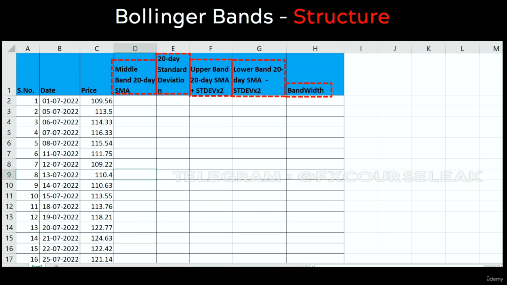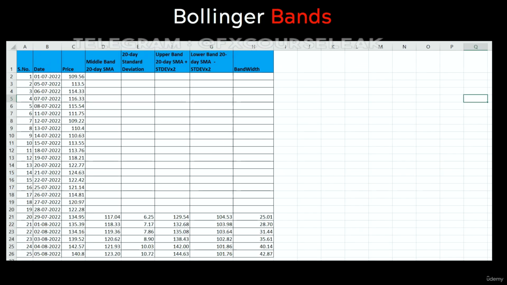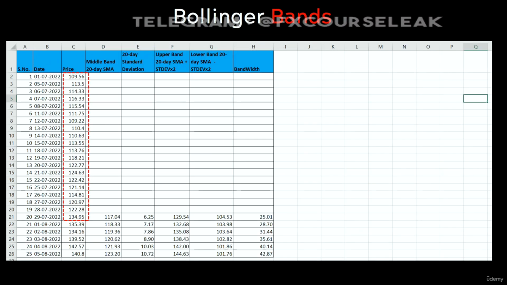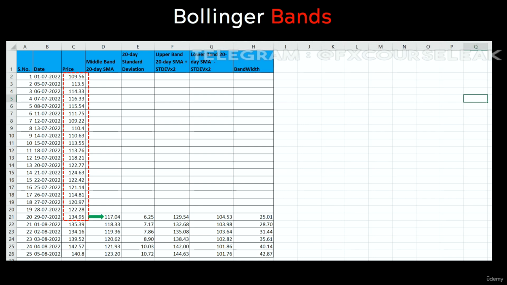Friends, our starting point will be to calculate the 20-period simple moving average and then replicate the calculation for each cell below. So for 20-day period from 1st July to 29 July, simple moving average will be sum of all these divided by 20. Or you can even use the average formula here. Now for this period, the simple moving average will come out to be 117.04, which is nothing but the midpoint of our band. Then next we will need to find the 20-period standard deviation, which we can easily find using the formula STDEV.P, which in this case comes out to be 6.25.